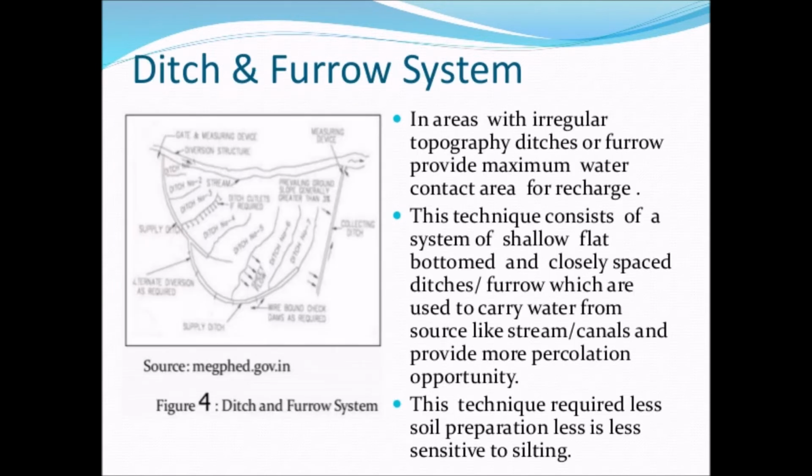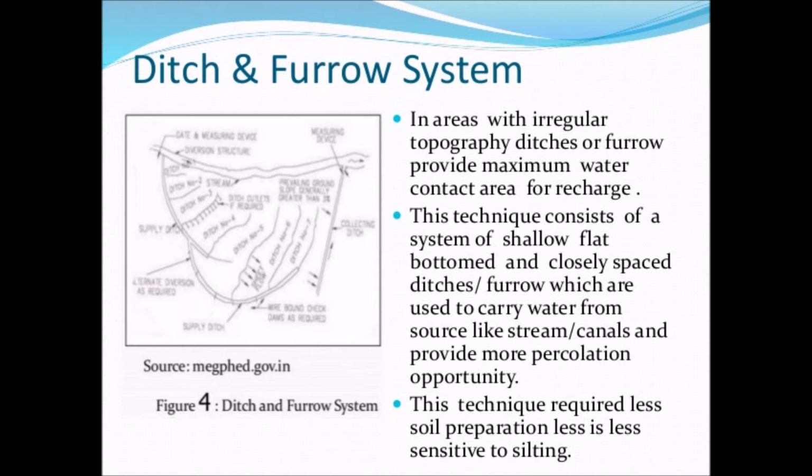Next method is ditch and furrow systems. In irrigation engineering we also study about these ditches and furrows. That means we simply create some grooves in this particular basin area, and the water will be directed onto the grooves. Okay, all this water will be collected from those ditches or furrows, and will be carried to the nearest streams or canals, or any other water bodies.